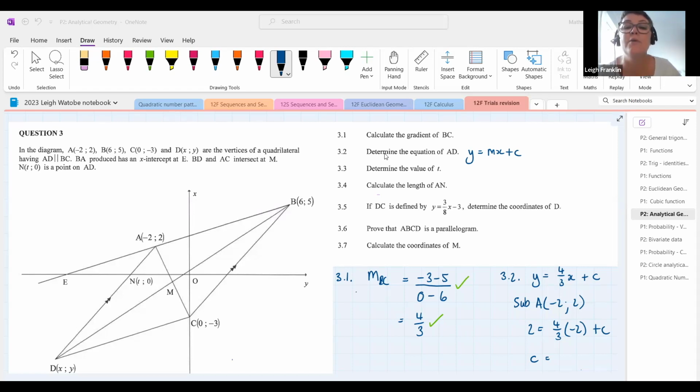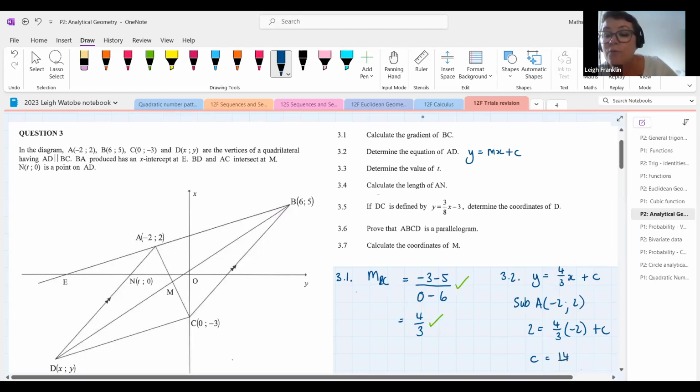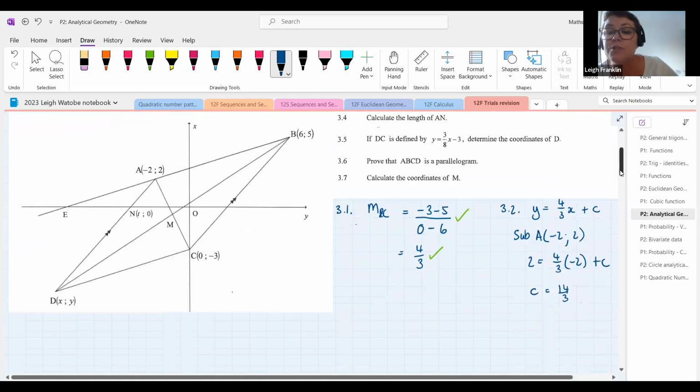Good, well done. You're getting 14/3 as an answer. Quite right, well done. 14/3 is correct. Let's just move that down. They wanted the equation of the line, so let's put everything together for them.